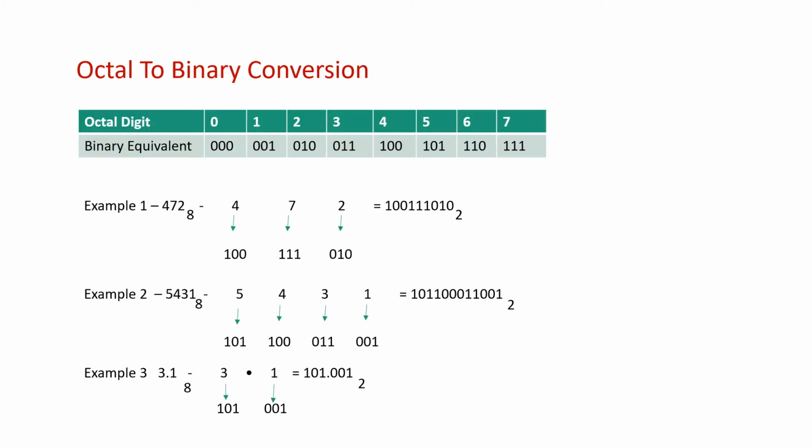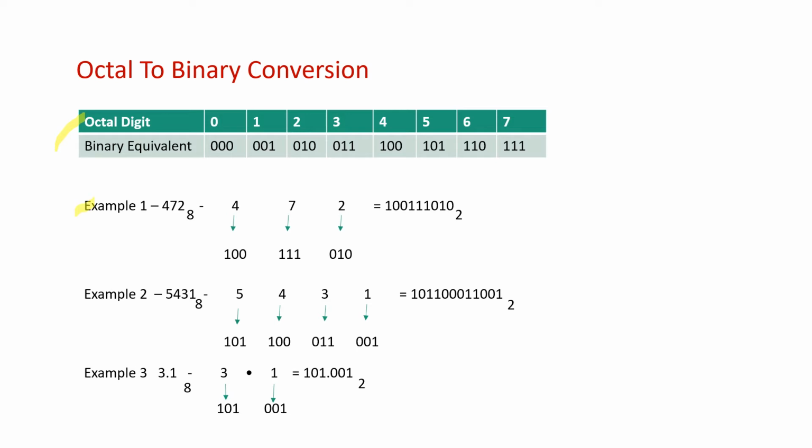Now we will look at the octal to binary conversion. Here the octal to binary conversion is performed by converting each octal digit to its 3-bit binary equivalent. The table shows the octal number and its binary equivalent, and it is better to memorize this so that the conversions become easier. Now let us look at the first example.